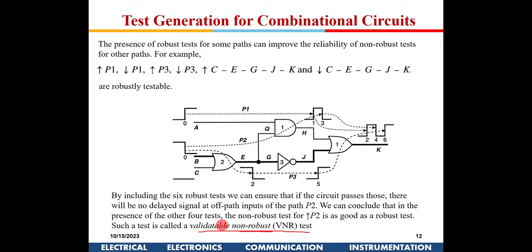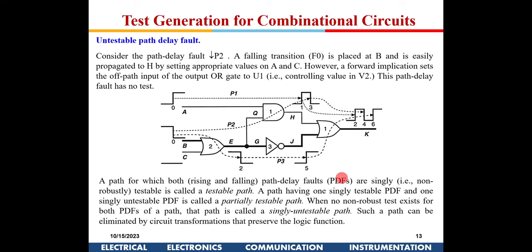Okay, once we know there can't be a delay coming from here, then I can say this is a path which is working fine. Okay, so that is what it says. There could be certain untestable paths also, right?